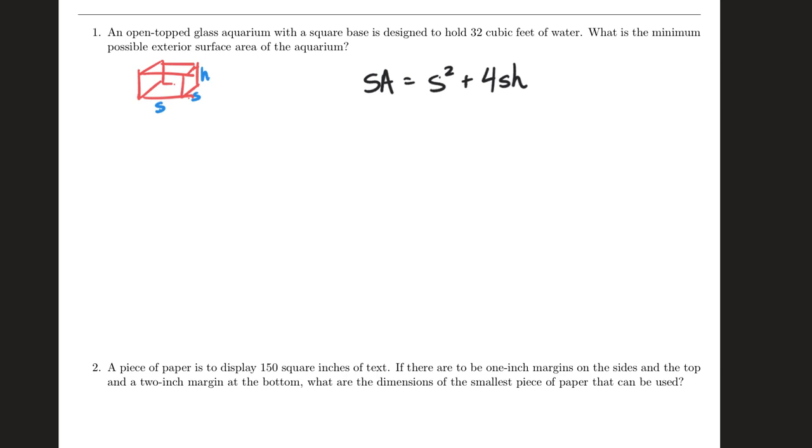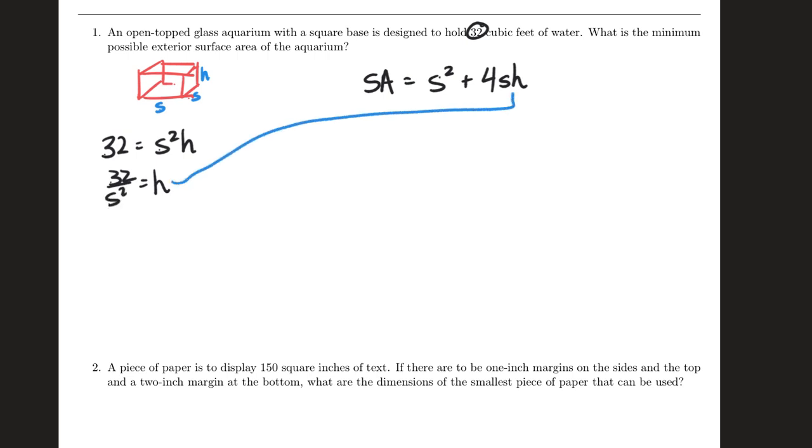But right now there's an S and an H, so I need to somehow get rid of that. And the way I'm going to do it is using the volume, which they gave me, which is how much it holds. So the volume is 32, and that would be S squared times H. There's two S's in my surface area equation and one H, so it's going to be easier to replace the H. So I'm going to solve this equation for H by dividing by S squared. All right, so I use that information about the volume. And now H is always equal to 32 over S squared, so that's going to give me a slightly different equation.